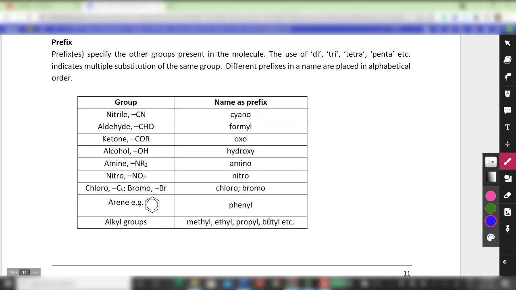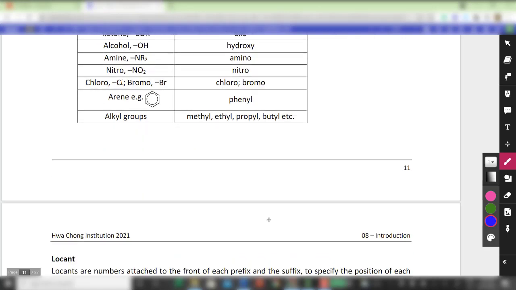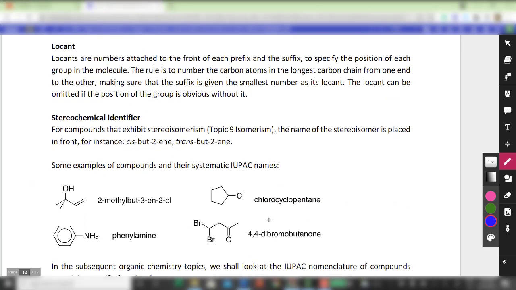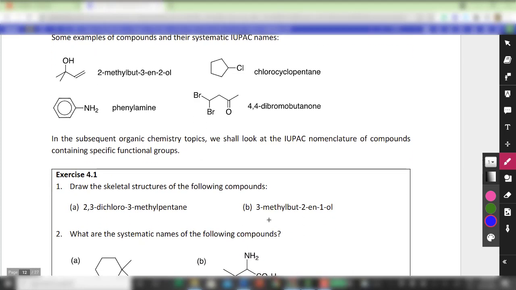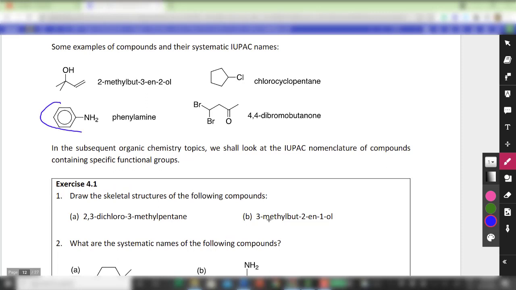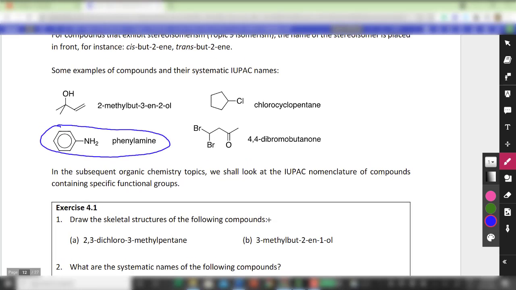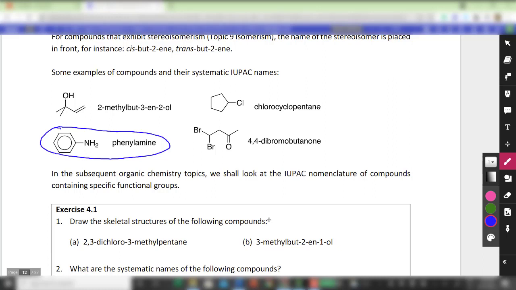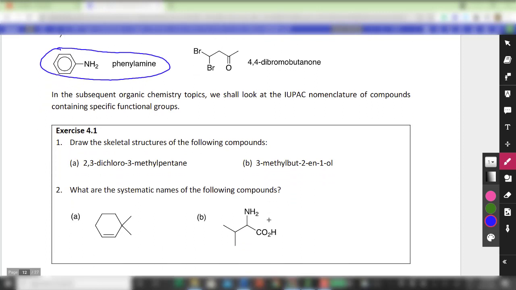Again, as I said, if you need this, then you will look at it as and when it comes. The locants showcase the positions. I mentioned just now that how you count your carbon is also very important. Of course, there are some common names, for example phenylamine is a common name. The proper name for this is aminobenzene, but if you call this aminobenzene, people will look at you strangely. So we just call it the common name phenylamine. I think everybody understands what phenylamine is.